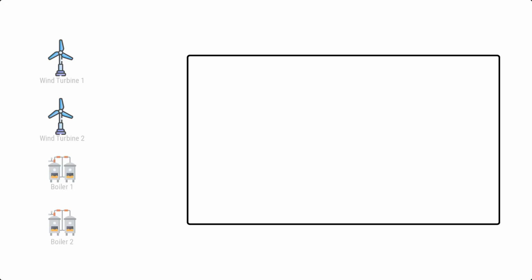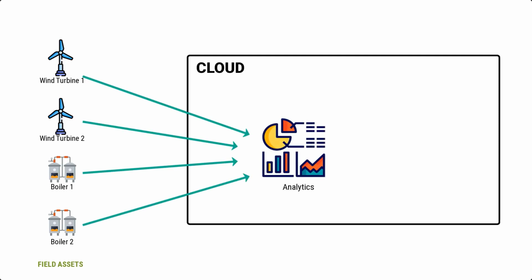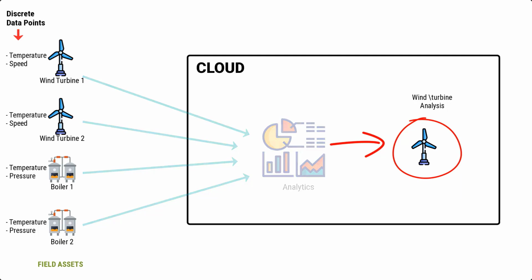Gathering data from hundreds or thousands of different types of industrial assets to extract information that could help transform a company's business processes is a time-consuming and expensive process, mainly because industrial data is mostly available as discrete data points, which makes it difficult to analyze assets as whole units using either simple visualization or advanced analytics tools.